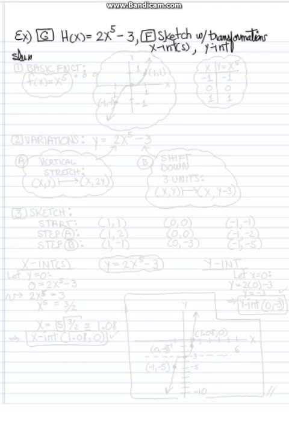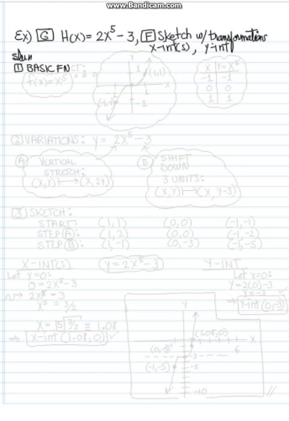Given the function h of x equals 2x to the fifth minus 3, find the sketch of this new function with transformations, identify the x-intercepts and the y-intercept. Okay, so step 1, we're going to locate the basic function.